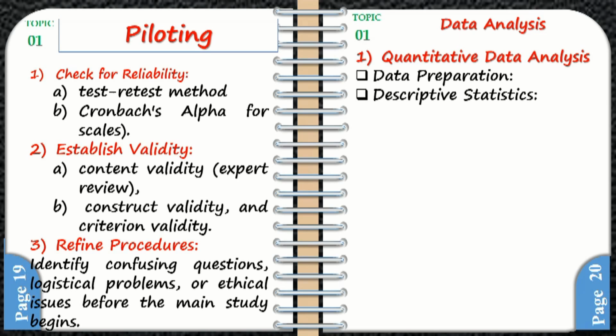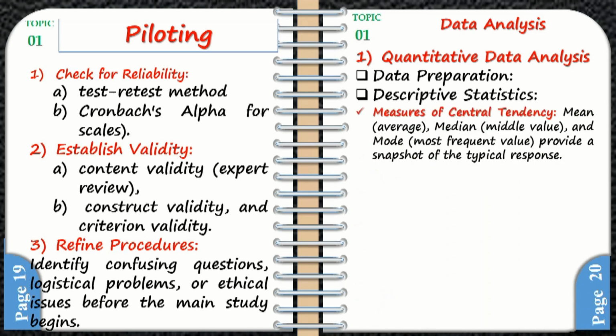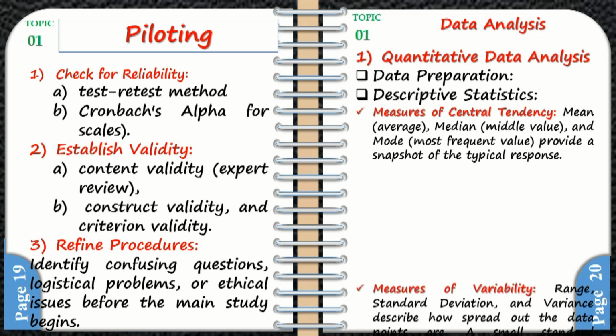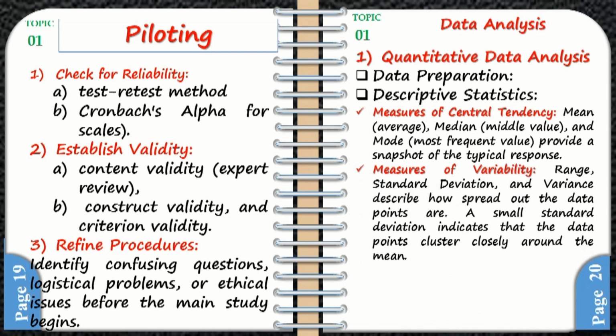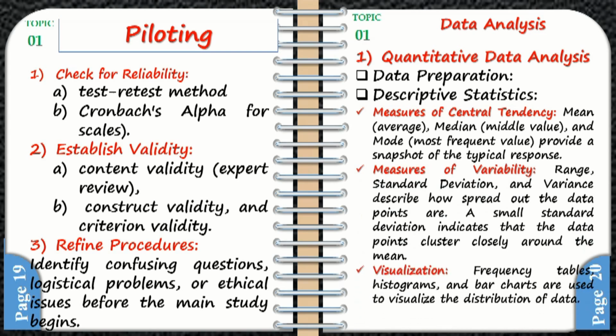Then, after data preparation, we move to the descriptive statistics. And this is the first step of making sense of the data. It involves summarizing and describing the basic features of the data set. We look for the measures of central tendency, the measures of variability, and also visualization of the data.